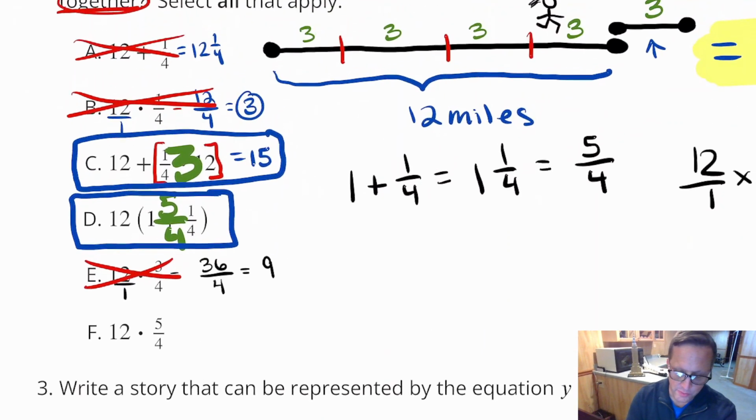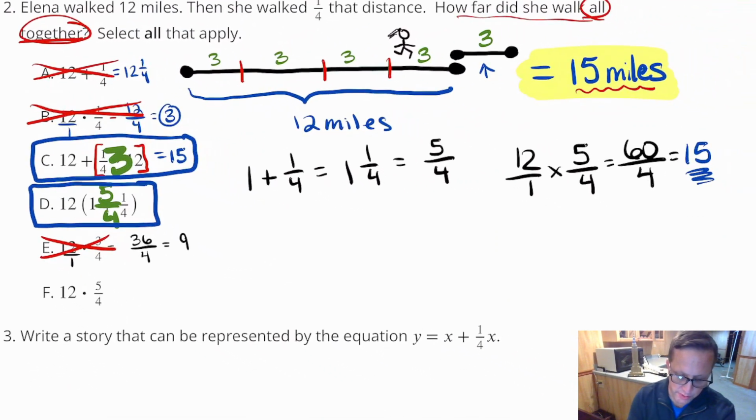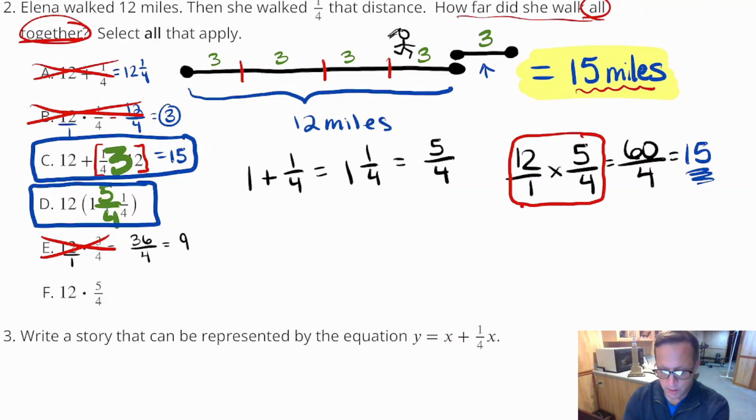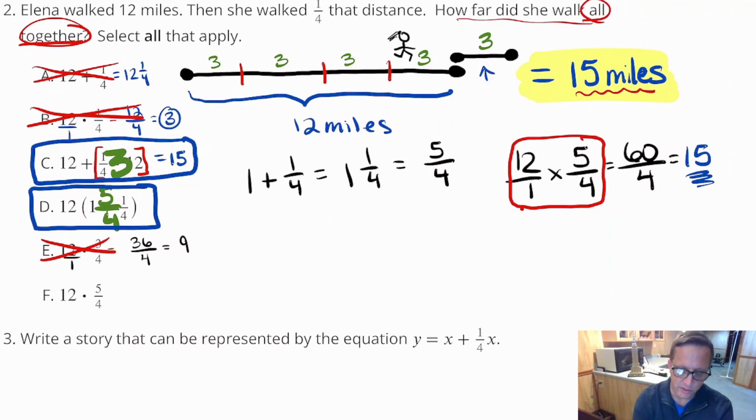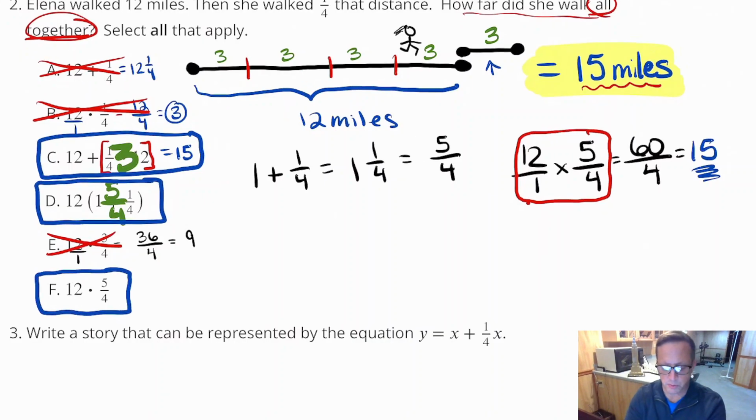Now for F, the thing that pops out at me here is that it looks very much like what we ended up with right here when we did 12 times 5/4, because 1 and 1/4 as a mixed number was 5/4. So I'm glad I did that, because that looks just like F, and that tells us that F is equivalent. Isn't that cool? That works every time.